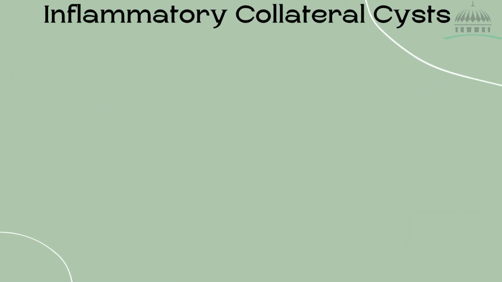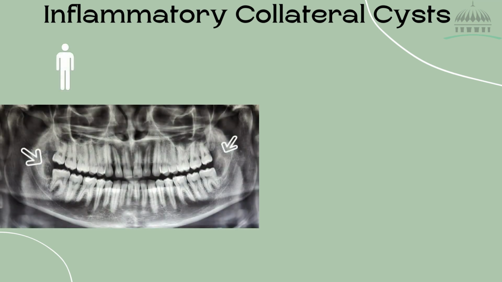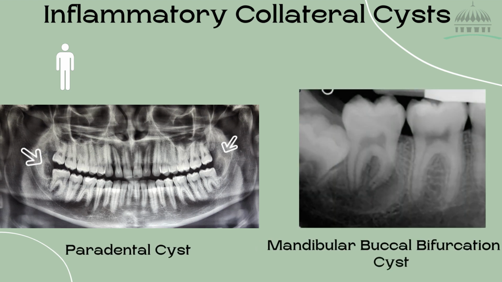Inflammatory collateral cysts predominantly affect males and are associated with partially or recently erupted vital teeth. The lamina dura is still intact, and the radiolucency seen in radiographs is distinct. They are categorized into 2 types of cysts: paradental cyst and mandibular buccal bifurcation cyst, or MBBC for short. Paradental cysts are prevalent in patients in their 40s and mainly affect mandibular third molars, while MBBC is more prevalent in teens and young adults and affects the buccal aspect of the mandibular first or second molars.